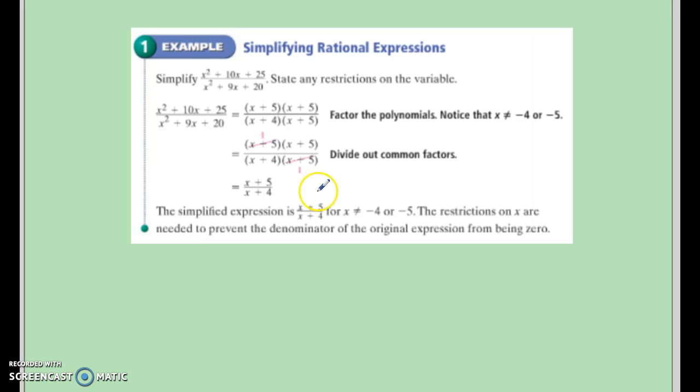But I know that my restrictions are that x cannot be negative 4 or negative 5. If x is negative 4, this part of my denominator becomes 0, which makes the whole denominator 0. And if x is negative 5, this part of the denominator becomes 0, which makes the whole denominator 0. So those two values cannot happen. My final answer is my simplified expression x plus 5 over x plus 4, for x cannot equal negative 4 or negative 5. And those are my restrictions.